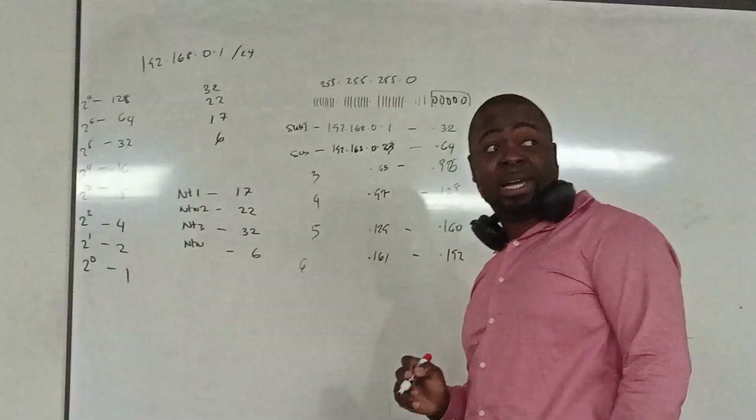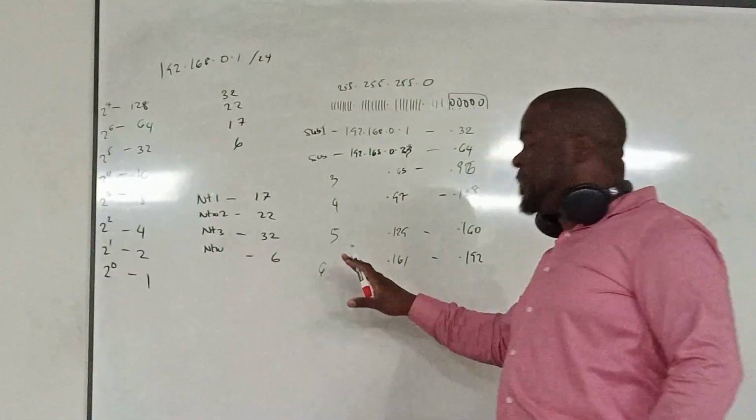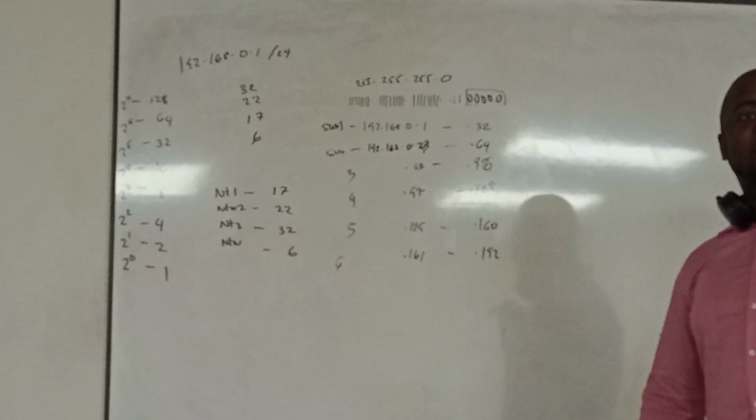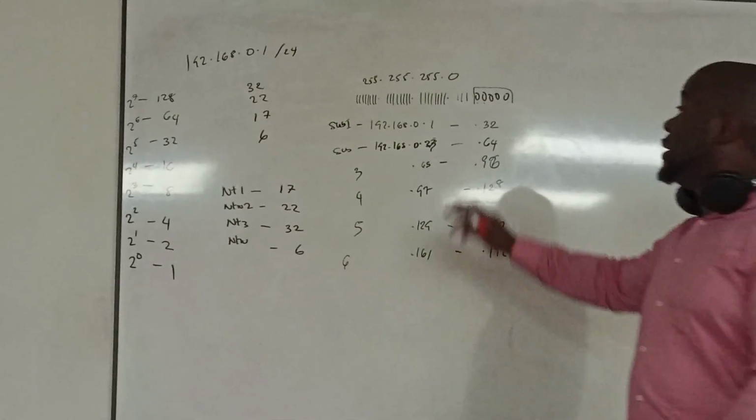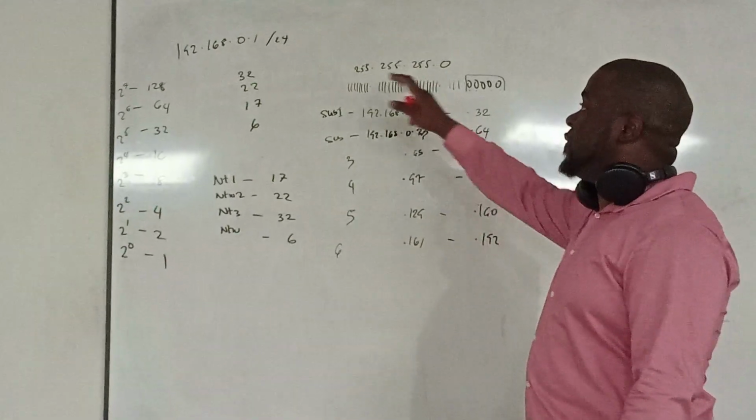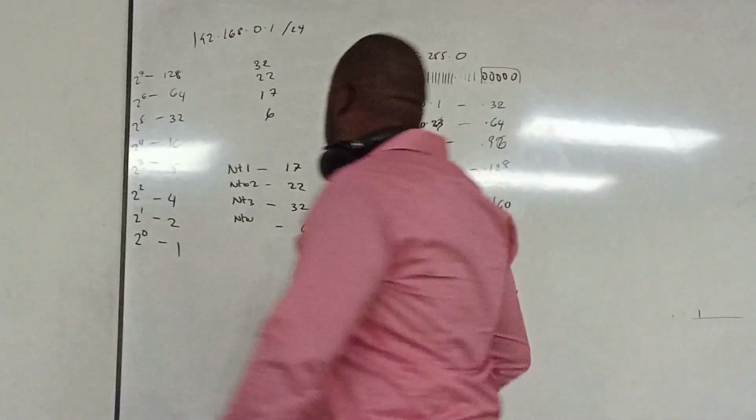192, right? Yes, sir. Okay, let's stop at 6. But if you want to do all the way to 8, it's up to you. But let's stop at 6. Now, what do I do next? I can take any of this subnet I created and assign to the first network. So for the first network, 32.